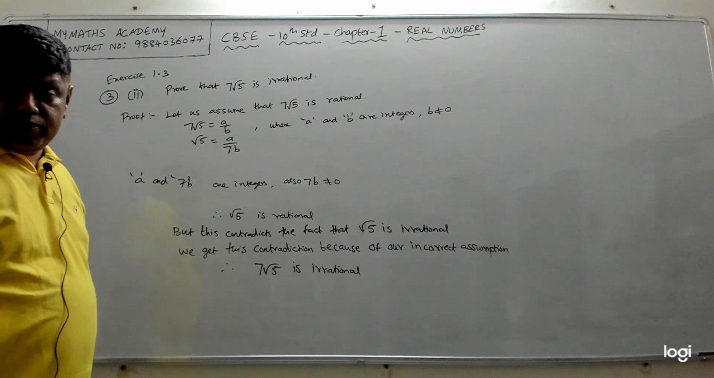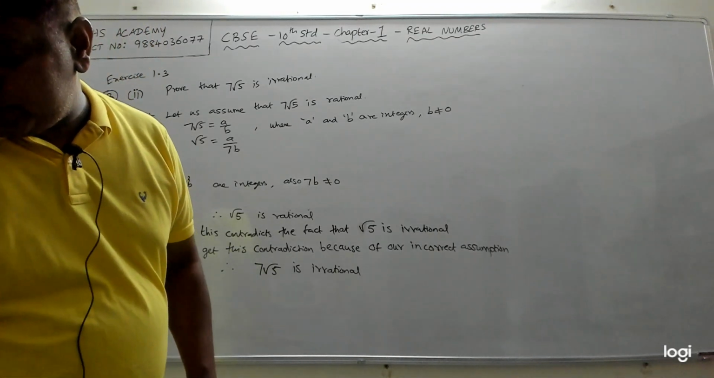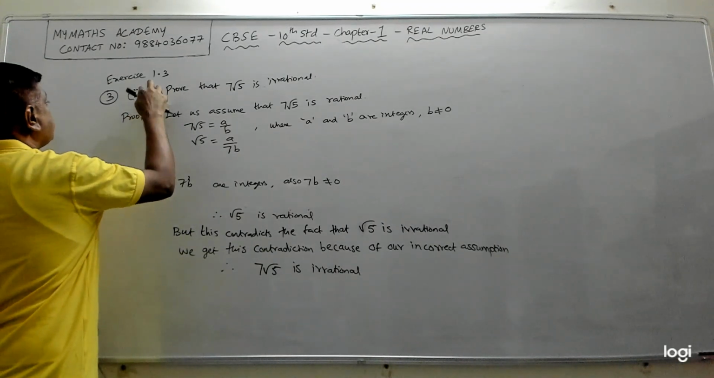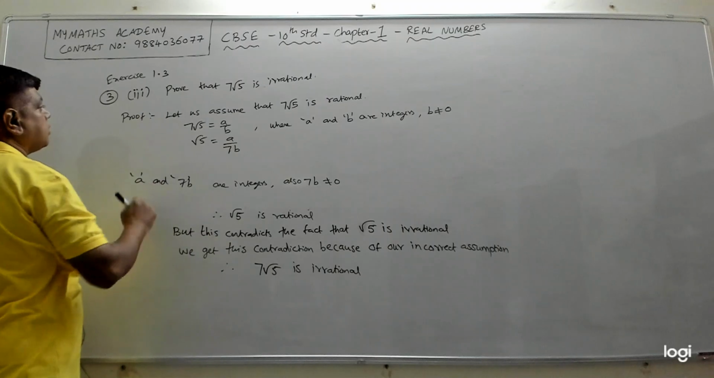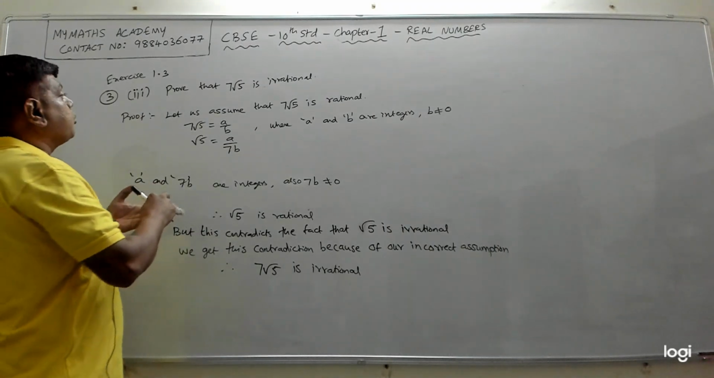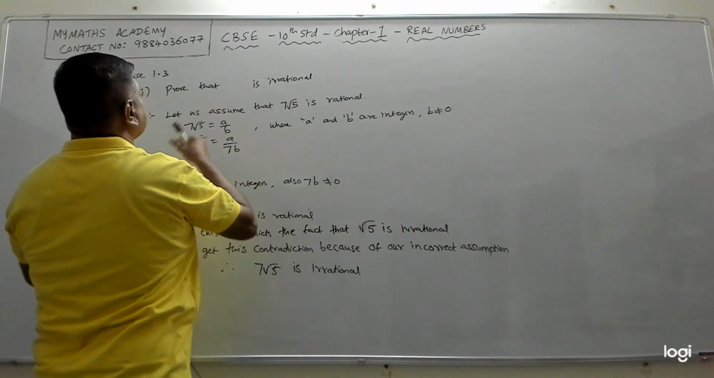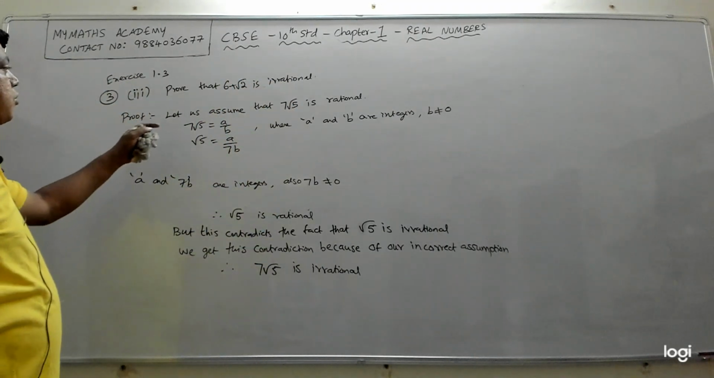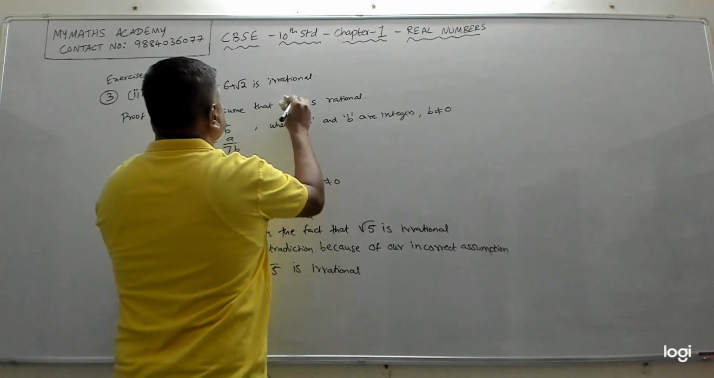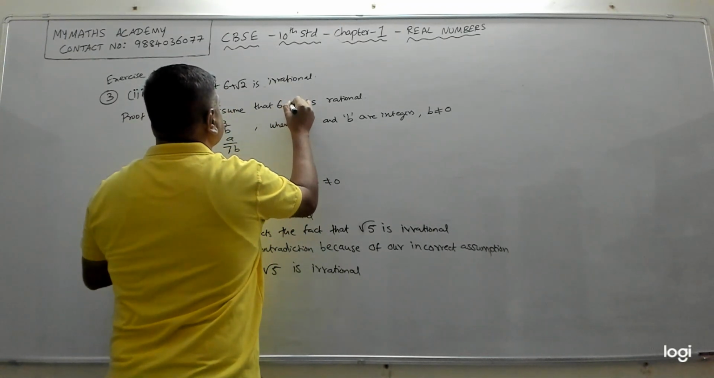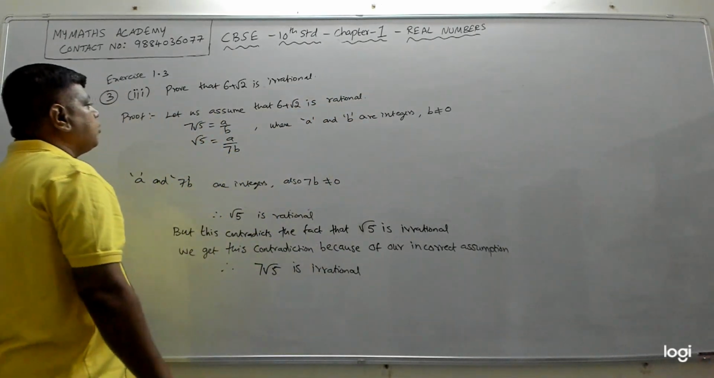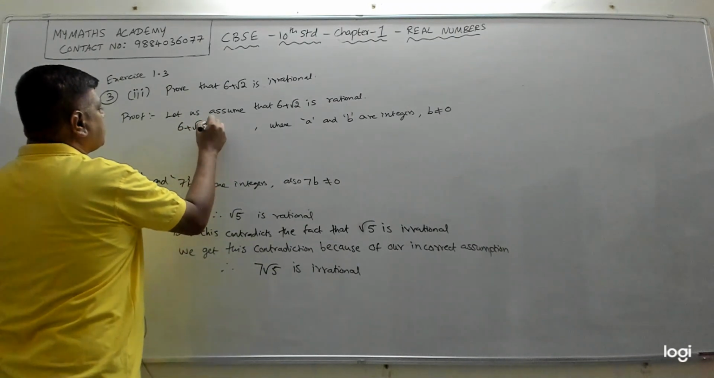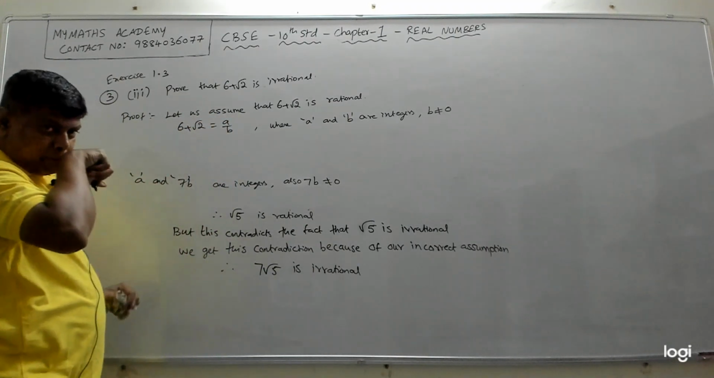Fine. So now we'll do the next problem, which is the third problem. I'm going to again do the same change. Third problem, third subdivision: prove that 6 plus root 2 is irrational. Again we will say, let us assume that 6 plus root 2 is rational. Then we get 6 plus root 2 will become a by b.